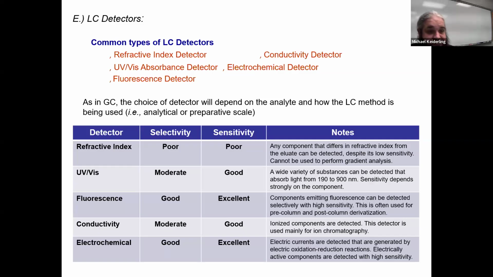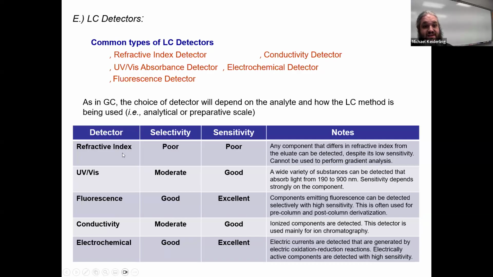The next thing is detection. So here are some common types of liquid chromatography detectors. You have a refractive index detector, a conductivity detector, a UV visible absorption detector, an electrochemical detector, and a fluorescence detector. And as in gas chromatography, the choice of detector will depend on the analyte and how the LC method is being used. Is it analytical or preparative?